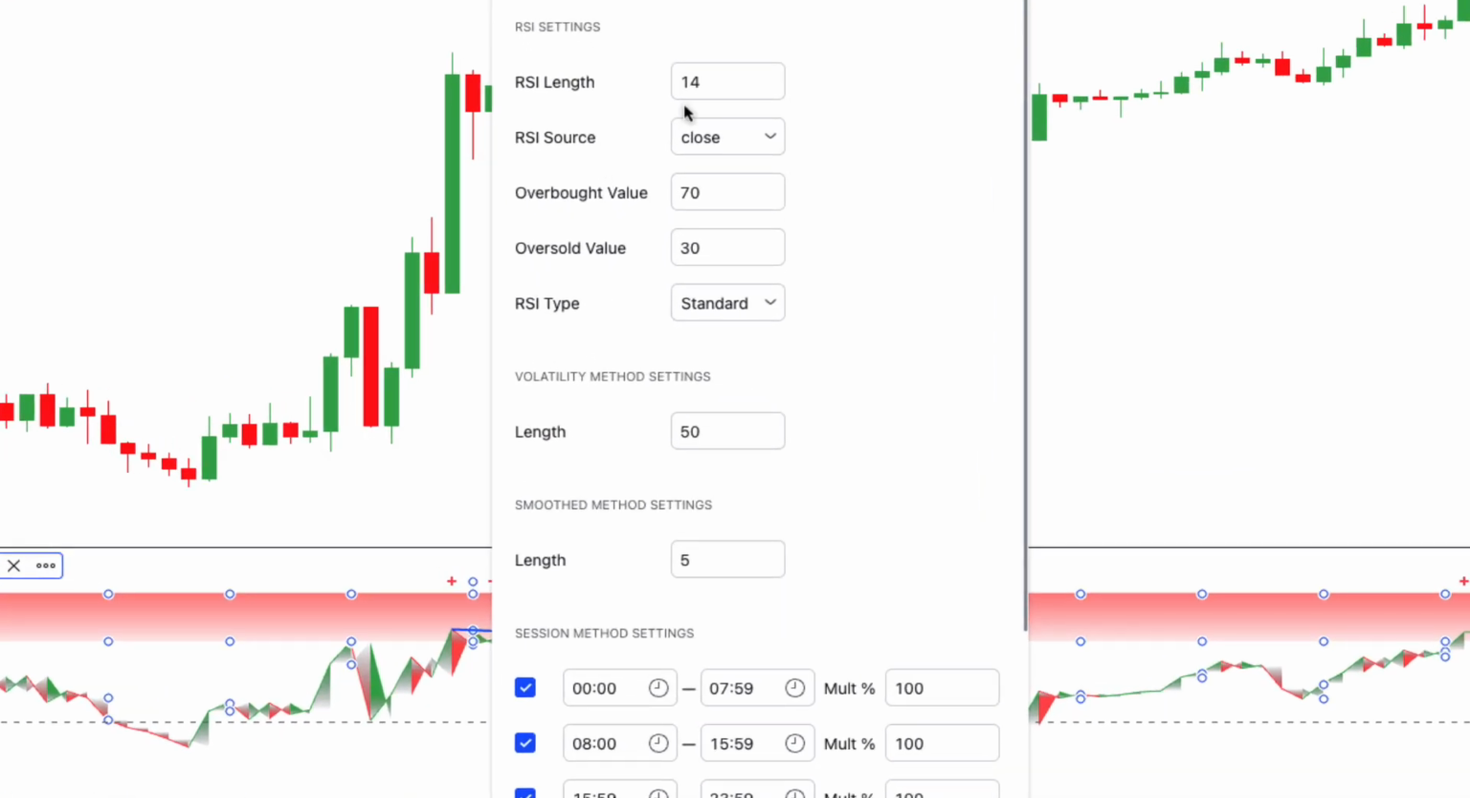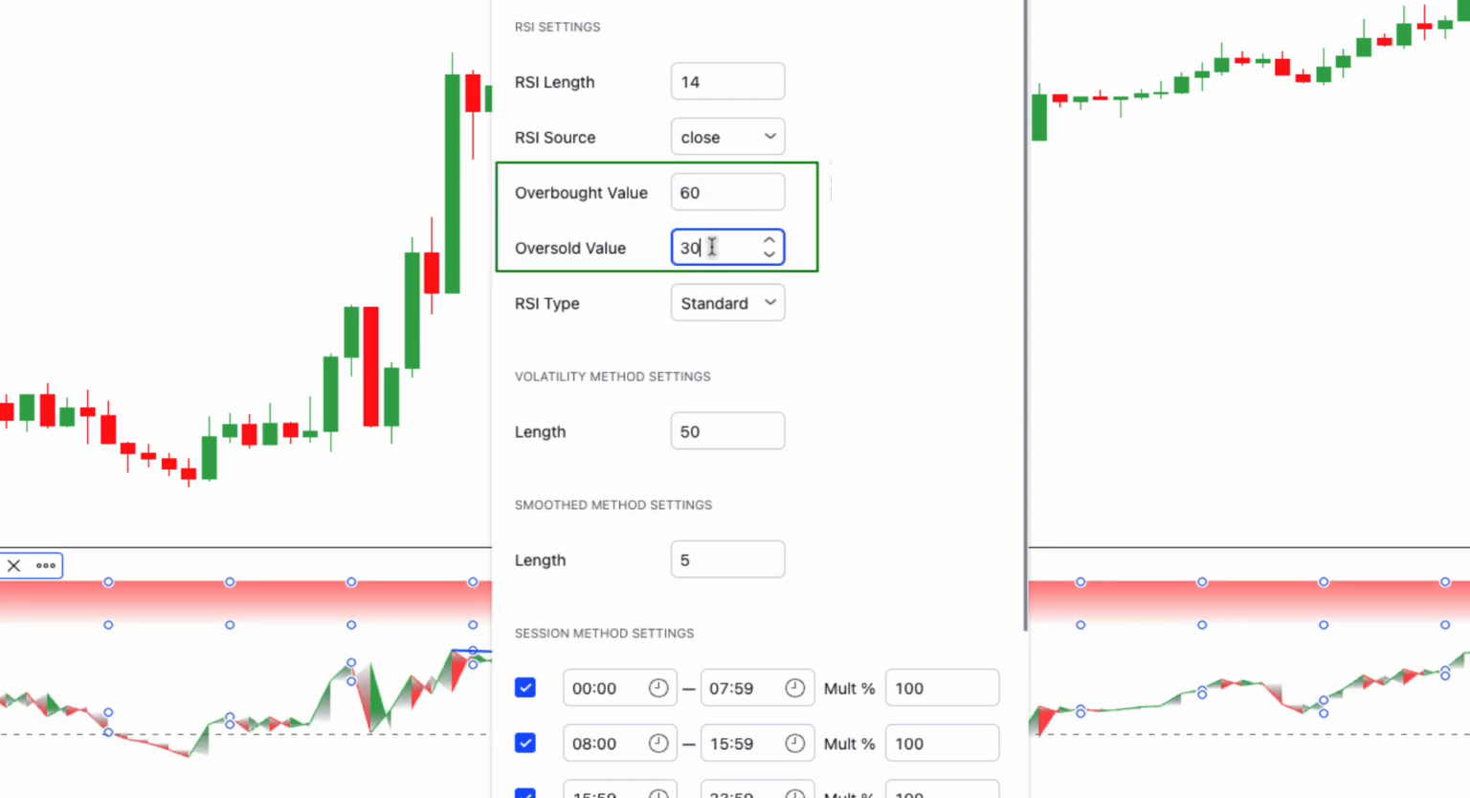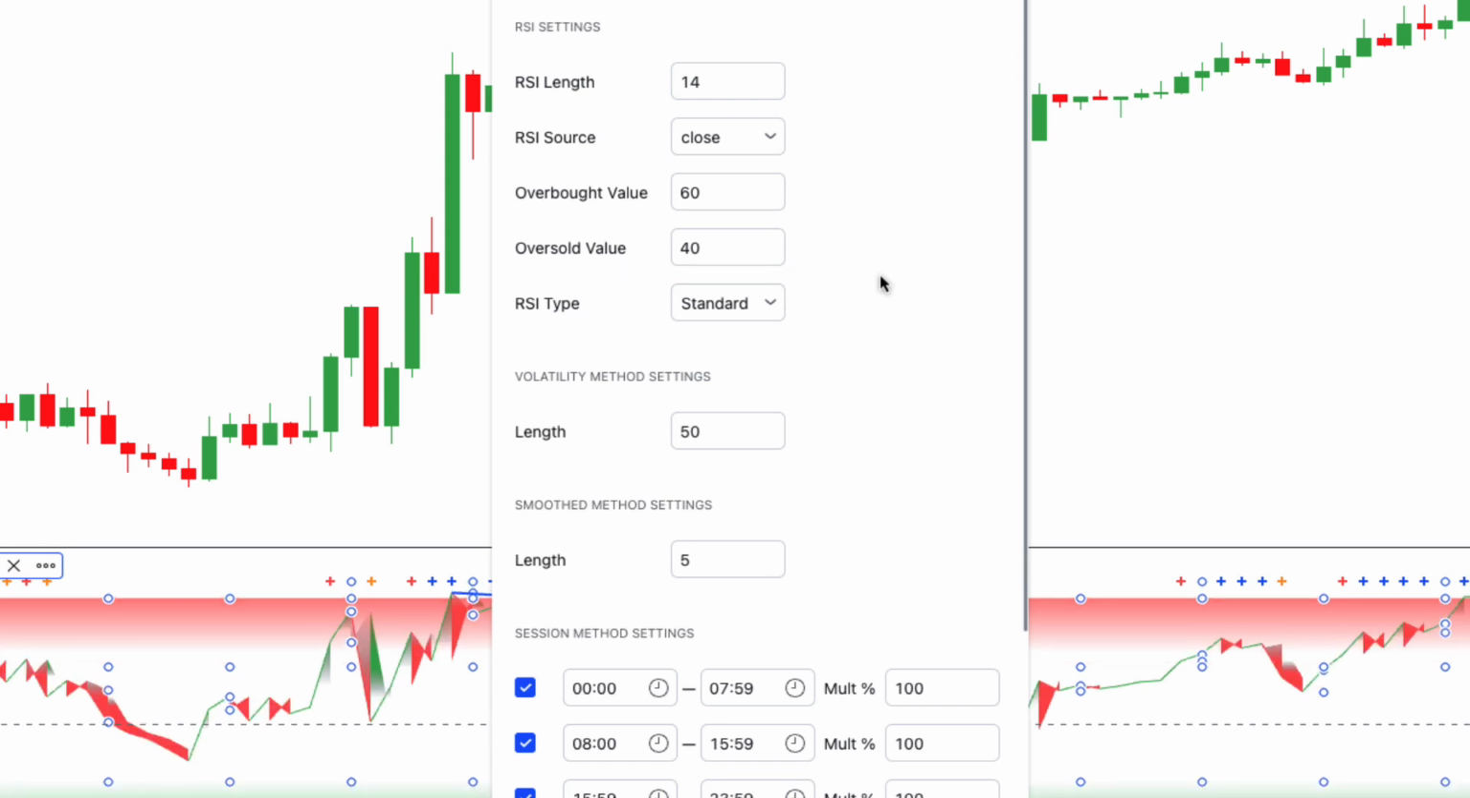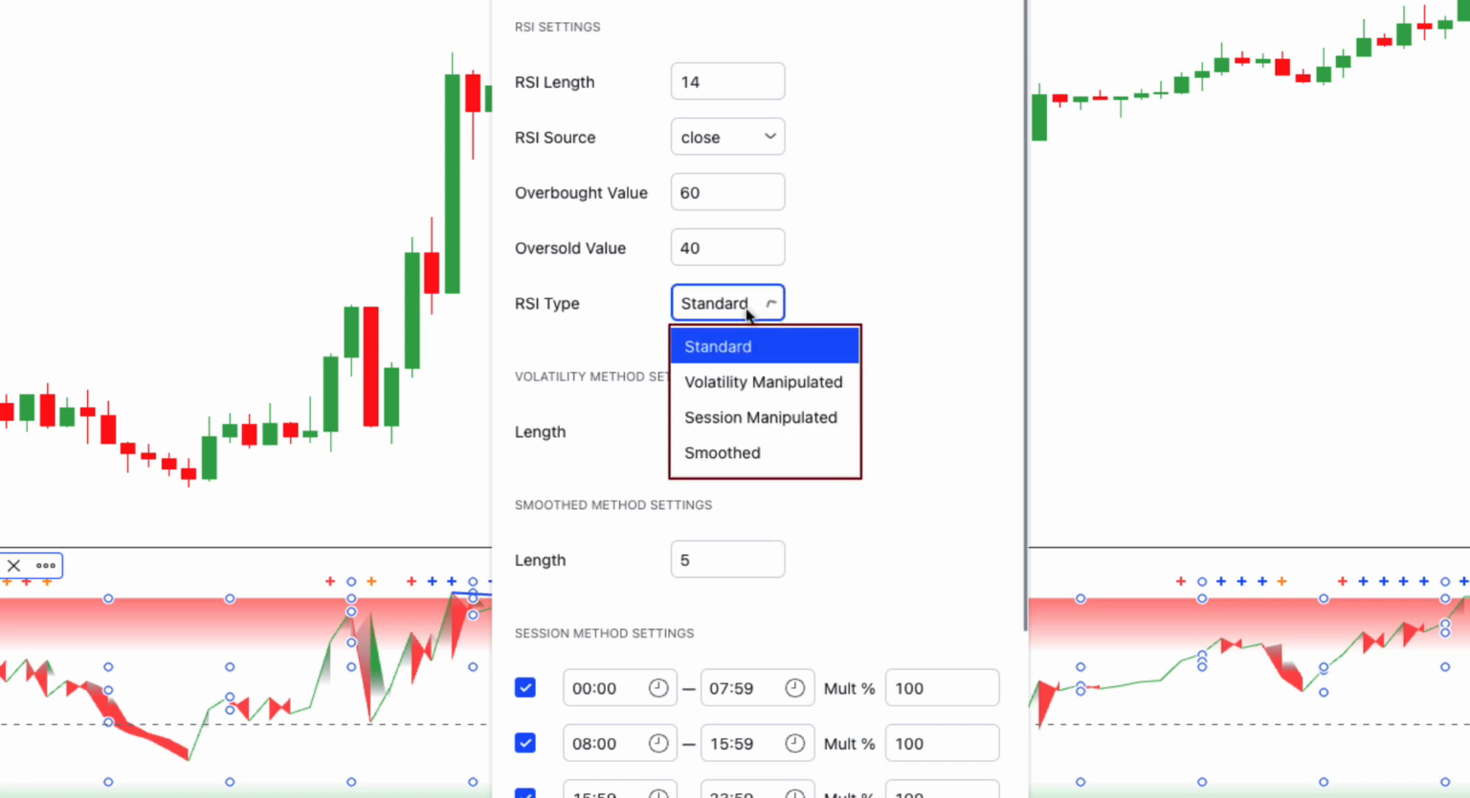The first block includes RSI length, overbought and oversold values, and RSI type. Personally, I recommend changing these levels to 60 and 40. This way, the indicator will be more responsive to price fluctuations. As for the RSI type, there are 4 options available.